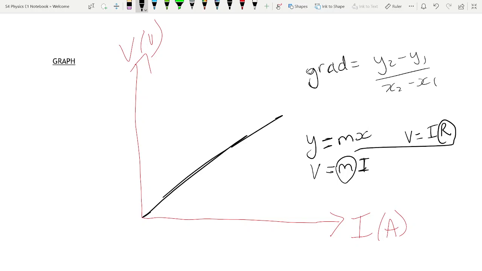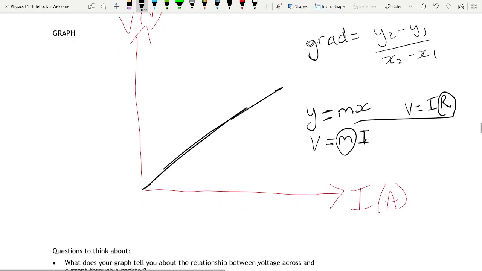And those of you who actually calculated your gradient found that it was about 6, 7, or 8. So you can find the resistance of a resistor by plotting voltage against current and finding the gradient of the graph. It's a long way around, but you can do that.